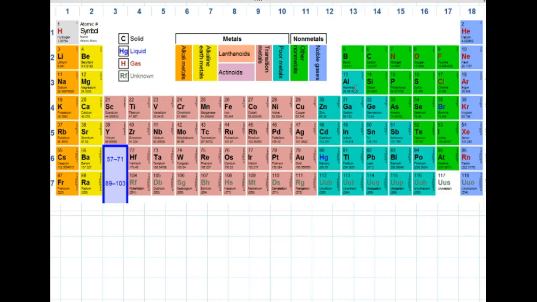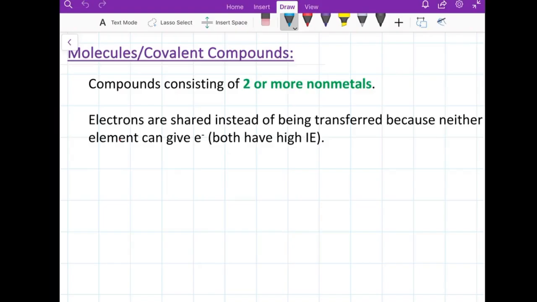But if you have a pairing of nonmetals, so let's say, for example, we have oxygen bonded to sulfur, neither of them is going to be very likely to lose electrons. They both start off with 6, and they both have very high ionization energies. So you can't just take an electron from one and give to the other, or vice versa, because neither of them wants to lose their electrons very easily. So instead, what they're going to do is end up sharing. So electrons are going to be shared in a covalent compound.